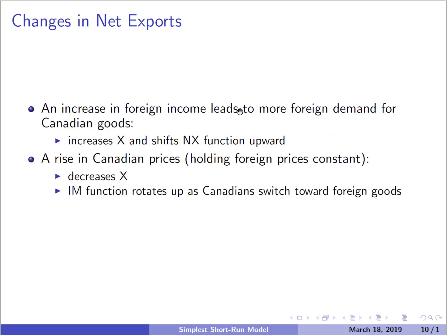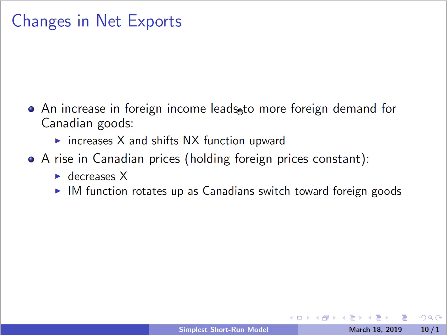The second thing that can change is Canadian prices. Again, we're going to hold foreign prices constant. If Canadian goods become more expensive, so Canadian prices go up, this is going to decrease how many exports we have. That should be intuitive. If Canadian goods become relatively more expensive, other countries can't afford as many Canadian goods. So they import fewer Canadian goods, which means we export less of our goods.